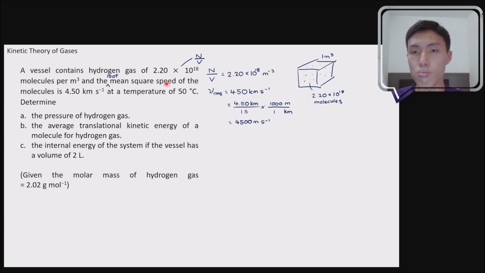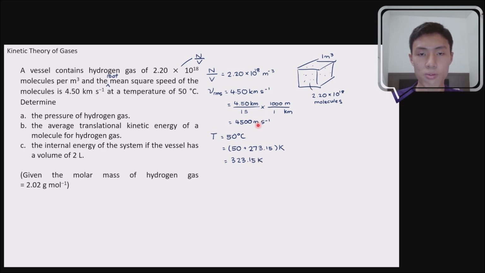So that's the root mean square speed of the molecules at a temperature of 50 degrees Celsius. Again, for temperature, you are not allowed to operate in degrees Celsius. You have to change that degree Celsius to the unit of Kelvin. So 50 plus 273.15, you get the unit in Kelvin. So that's 323.15 Kelvin. Okay, so you have converted everything clearly.